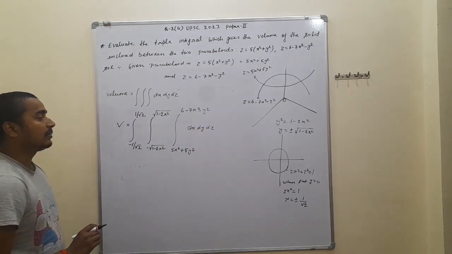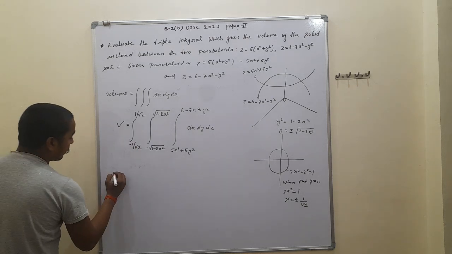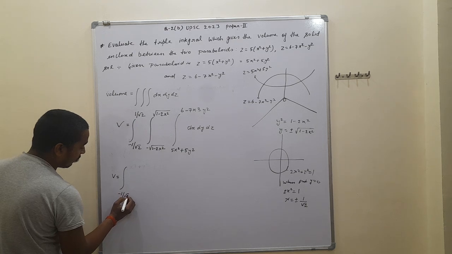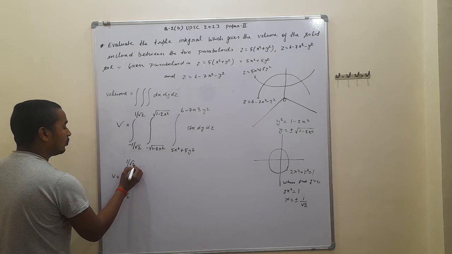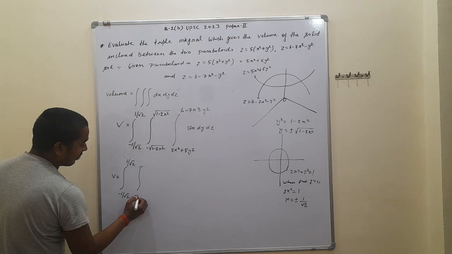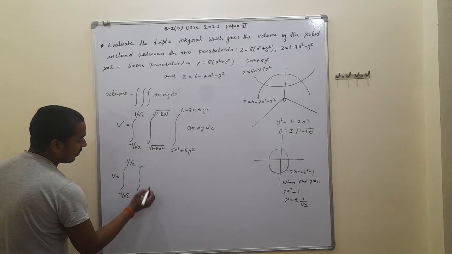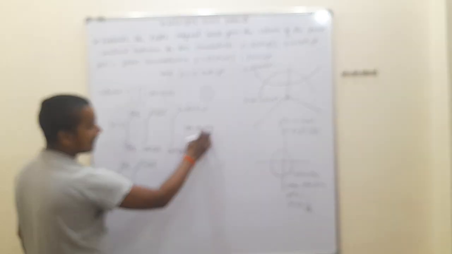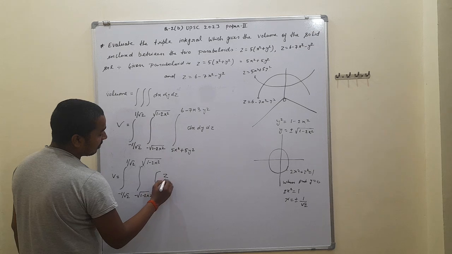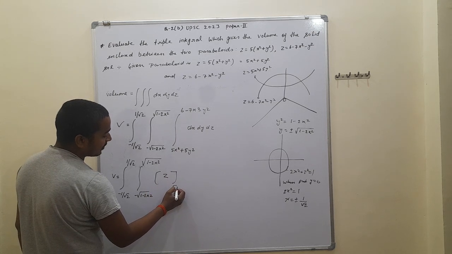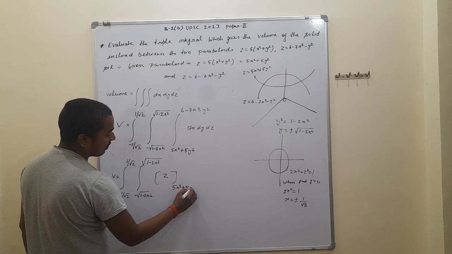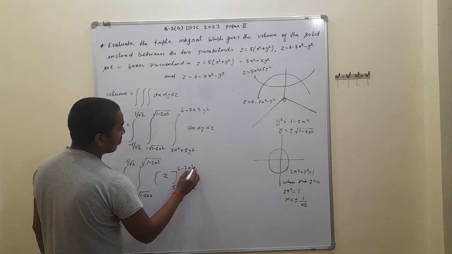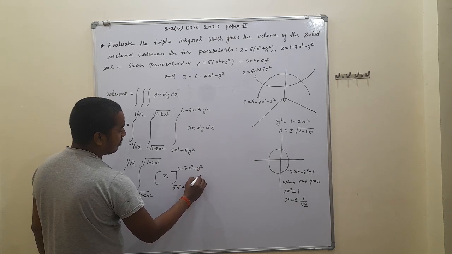First we have to integrate with respect to z, that is minus 1 upon root 2 to plus 1 upon root 2, and minus under root 1 minus 2x square to plus under root 1 minus 2x square, on integration of dz, that is z, putting the limits of z: the lower limit is 5x square plus 5y square and the upper limit is 6 minus 7x square minus y square, dx dy.